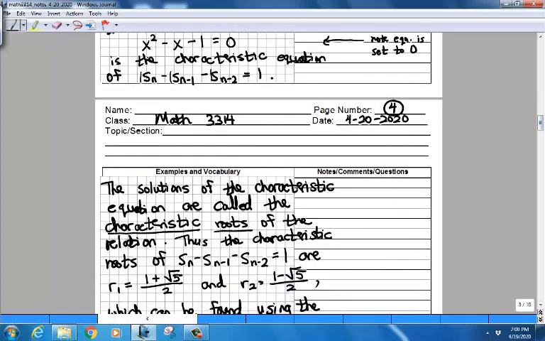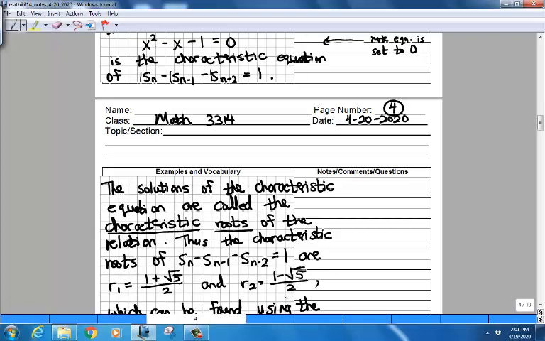Now, if you take this equation, x squared minus x minus 1 equals 0, and you solve it for x, it doesn't factor, so you'll have to use the quadratic formula. If you use the quadratic formula, you'll get two solutions to this equation. I'm going to label them r sub 1 and r sub 2. So one solution is 1 plus square root of 5 over 2, and the second one is just the conjugate, 1 minus square root of 5 over 2.